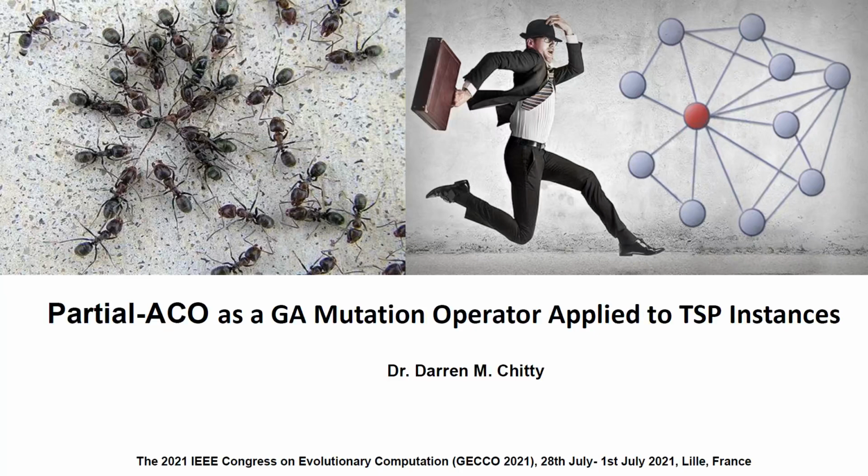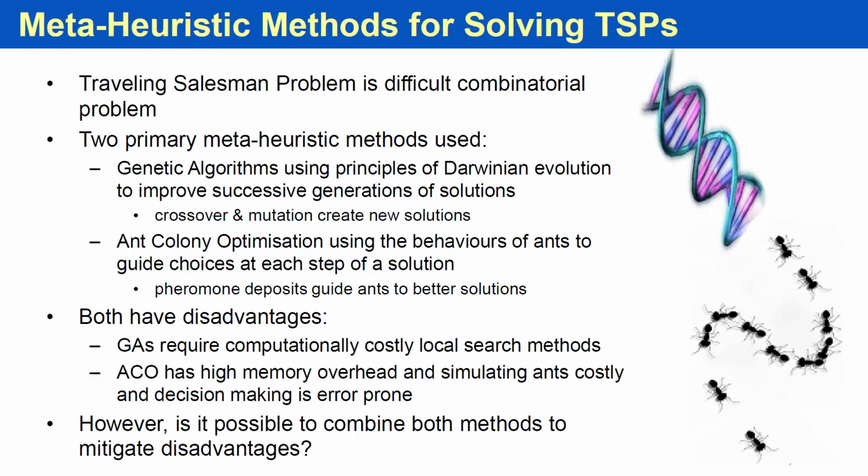I'm Dr. Darren Chitty, and I'm going to present my poster summary using Partial-ACO as a GA mutation operator applied to solving travelling salesman problem instances. We know that the travelling salesman problem is a difficult combinatorial problem, especially as problems get larger, and there are two primary meta-heuristic methods used for this approach.